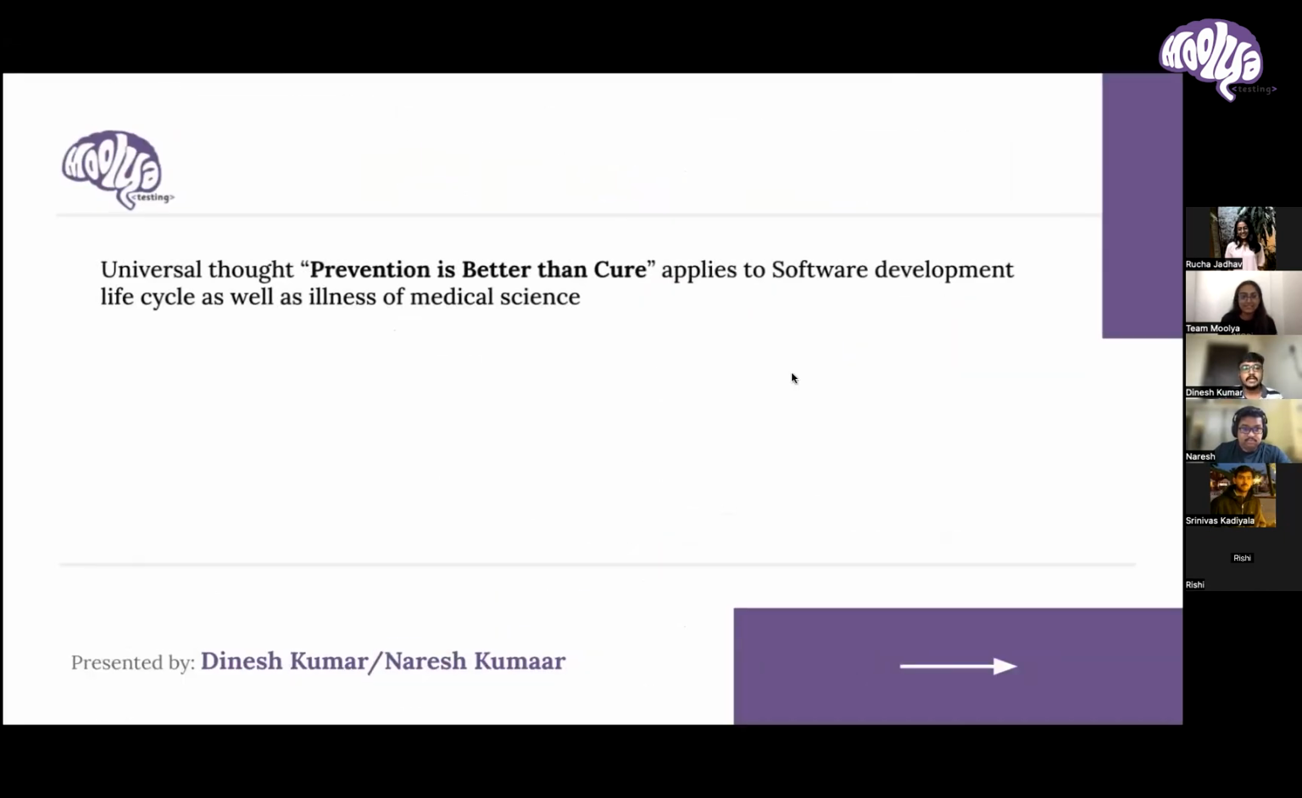There is a universal thought that prevention is better than cure, right? It is not applicable only to medical science, it is applicable to the software development life cycle as well. I have a quick question for you: where do you think we are identifying the defects? Is it in the development phase, the requirement phase, the design phase, or the implementation phase?